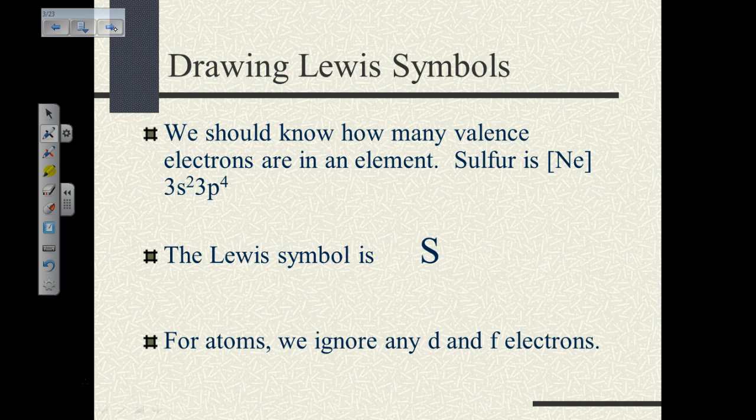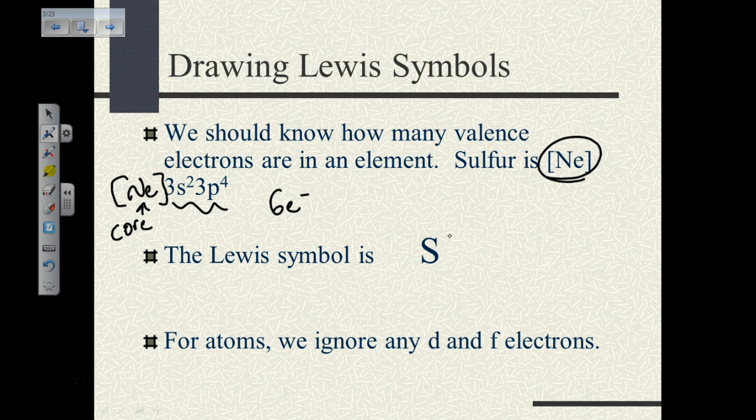Okay, but in order to draw a Lewis symbol, again, precursor to Lewis dot structure, we need to be able to count valence electrons. So here we're going to count valence electrons, and remember that neon represents the core electrons, and then anything beyond the core are the valence electrons. And typically we say they're the electrons in the outermost energy levels. And so that means that sulfur has 6 valence electrons.